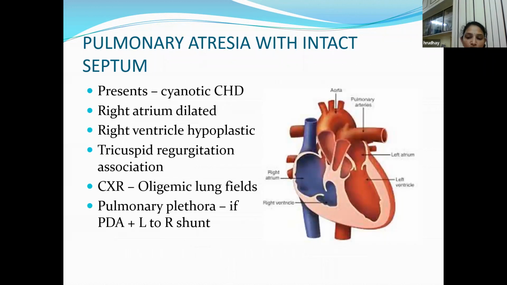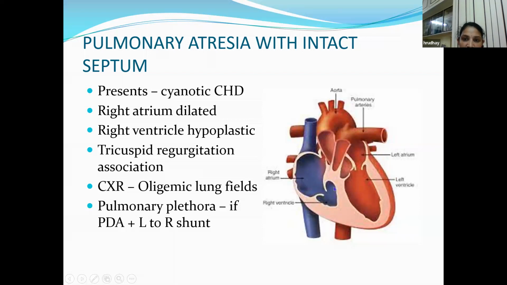So one of the very few things I'm going to discuss, not all, is pulmonary atresia with intact septum. Most of the cases come here. What happens in pulmonary atresia? There is an obstruction in the pulmonary outflow of the right ventricle. As there is an obstruction, there is so much load on the right ventricle, so the right ventricle will become hypoplastic. Whereas in the right atrium all the pressure develops, so the right atrium will be dilated, and there will be tricuspid regurgitation.